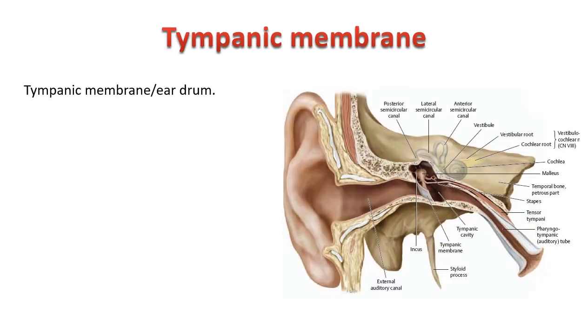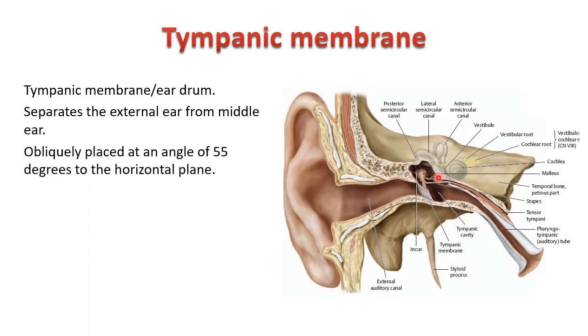So then the tympanic membrane, in layman's terms, is actually called the eardrum. It is obliquely situated at an angle of 55 degrees, and that is why, as I already told you, the floor and the anterior wall are longer than the roof and the posterior wall of the external auditory meatus. This membrane separates your external auditory meatus from the middle ear cavity. Okay, so it is actually facing laterally, downwards and forwards.